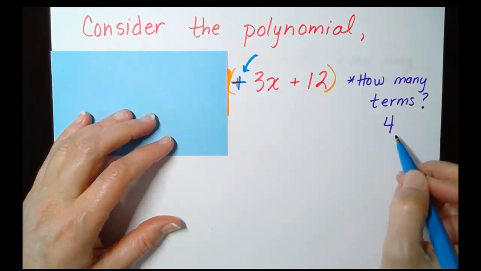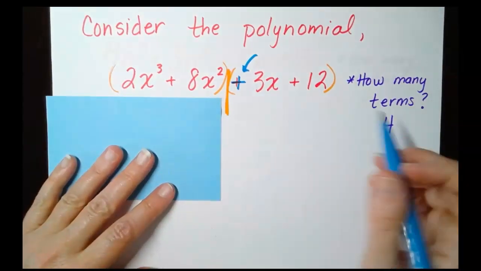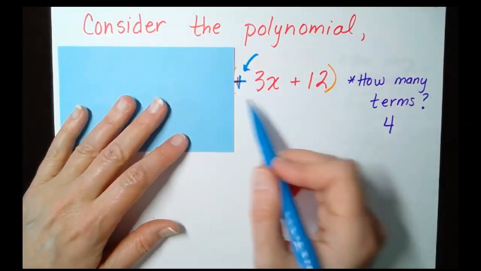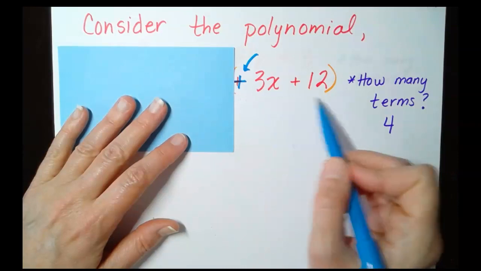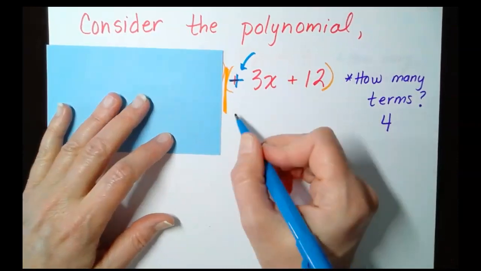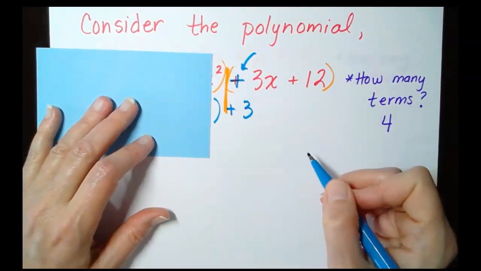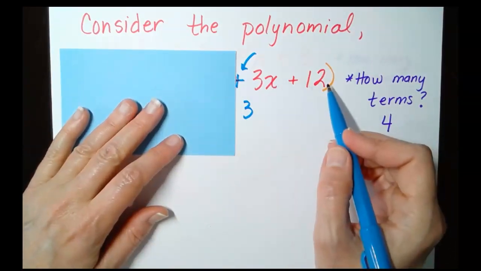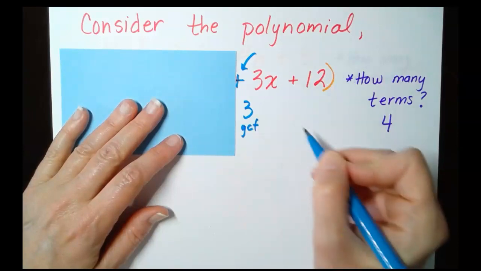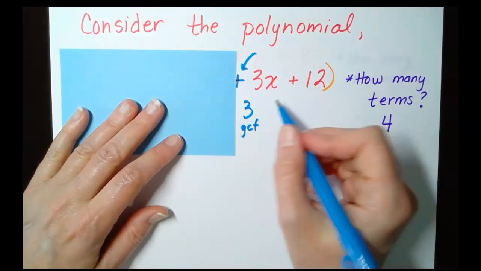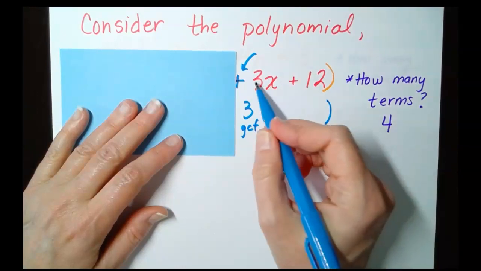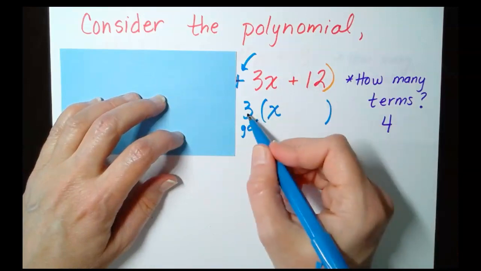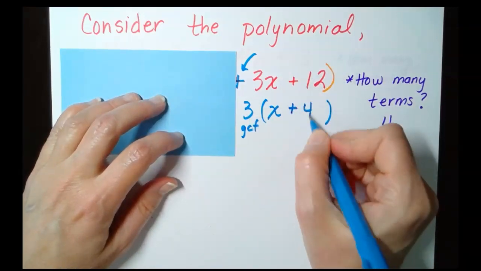How many terms were there? 4. So we grouped them into 2 groups of 2. So now we've got positive 3x plus 12. So what's the GCF of 3 and 12? A positive 3. And this term has an x, but this one does not. Therefore, 3 is the GCF of these 2 terms. That's it. So what's left? 3x divided by 3 is x. 12 divided by 3 is positive 4.